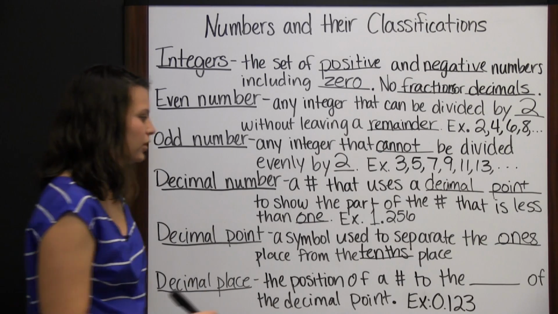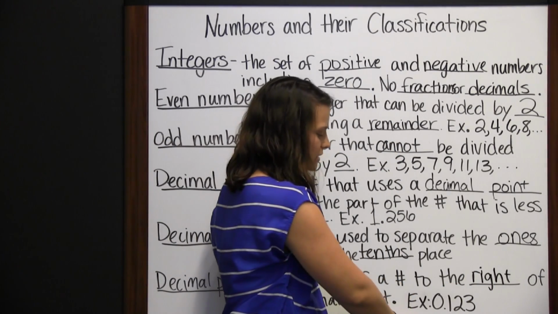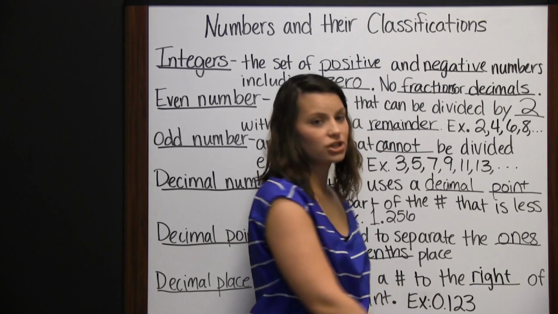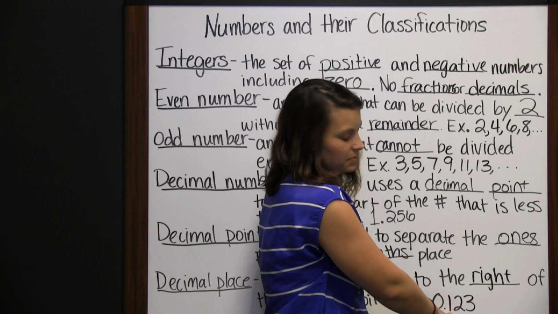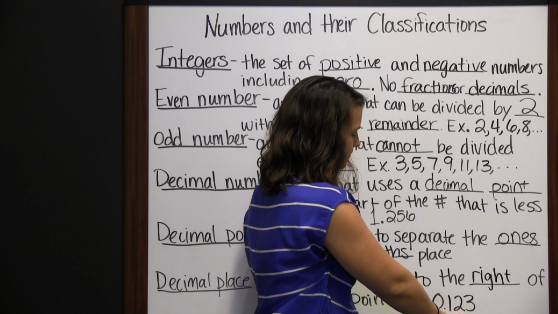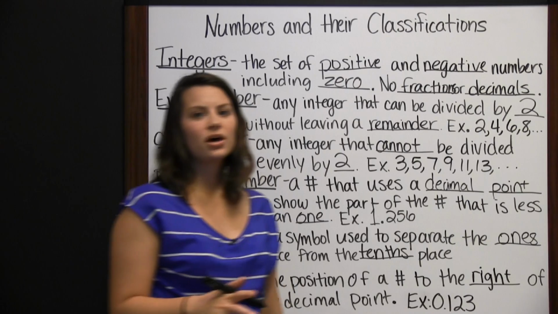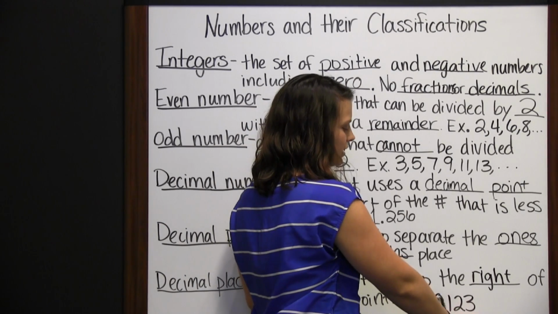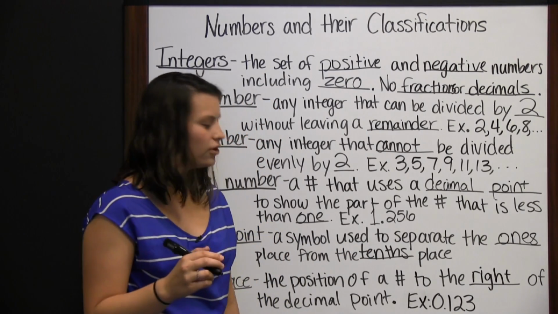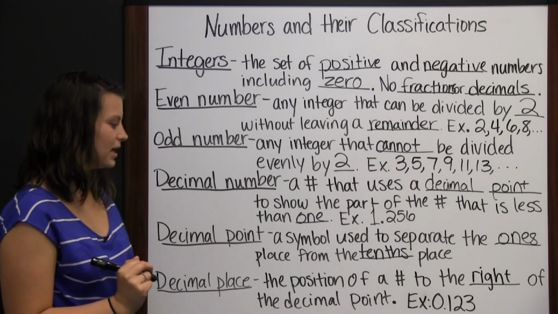Finally, decimal place. That's the position of a number to the right of the decimal point. So in this number, 0 and 123 thousandths, the 1 is in the first position to the right of the decimal, and so that's the tenths place. The 2 is in the second place to the right of the decimal, that's the hundredths place. And the 3 is in the third position to the right of the decimal, that's the thousandths place. And it continues on like that. Tenths, hundredths, thousandths. Next would be 10 thousandths, 100 thousandths, and so on and so forth. Notice that they all end in a THS. So it's not 10,000, it's 10 thousandths because it's decimals.